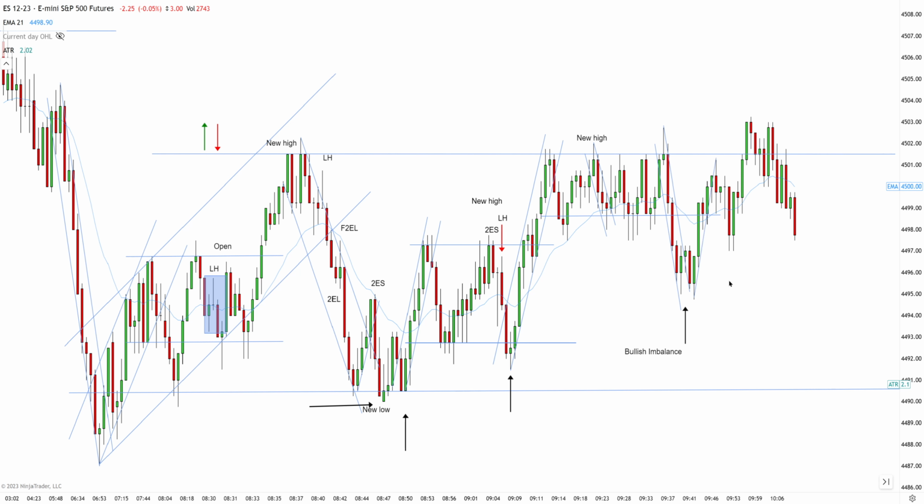So this is a double high probability setup. This is a second entry long and also a failed second entry short. And this is a great high probability setup because it confirmed the bullish imbalance. It is above EMA, it is a nice bullish bar.